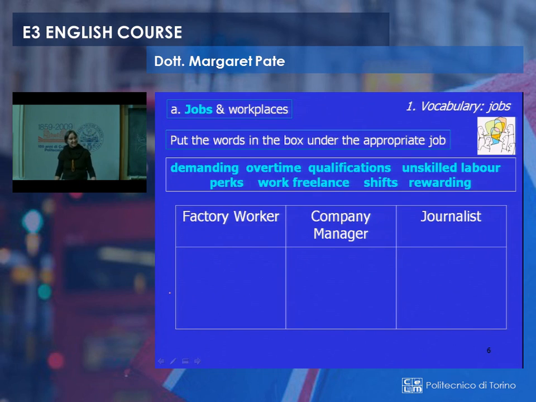Okay, let's have a look at your answers. A factory worker, somebody who works in a factory, would have what type of words in that first column? What do you think? Okay, one at a time. What did you put in the first?